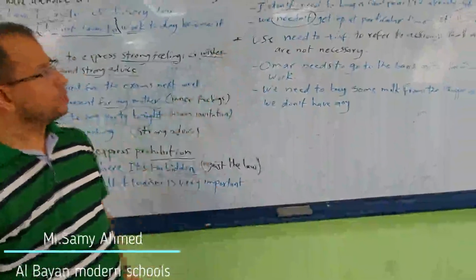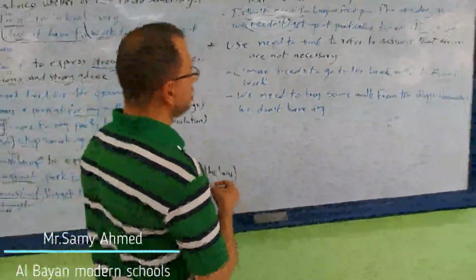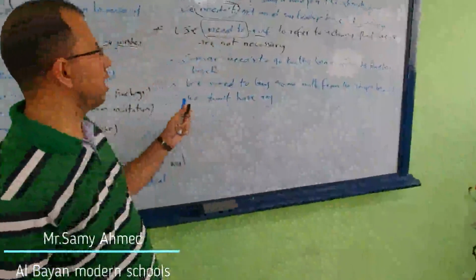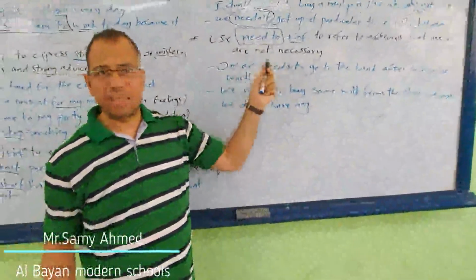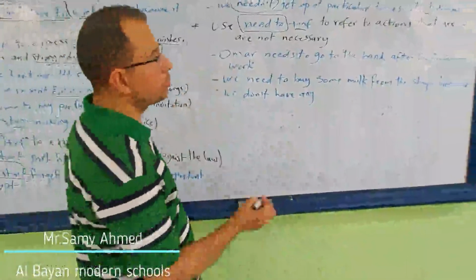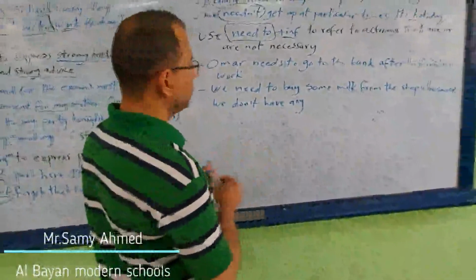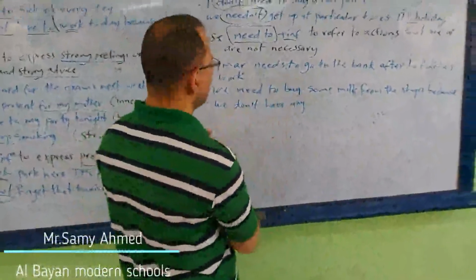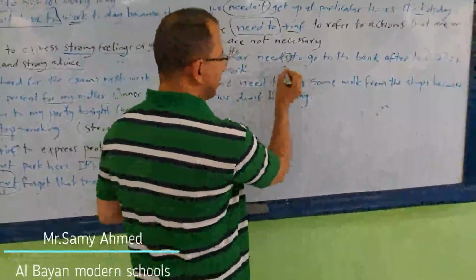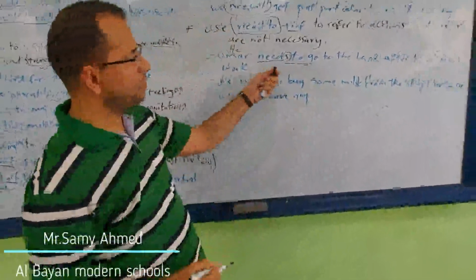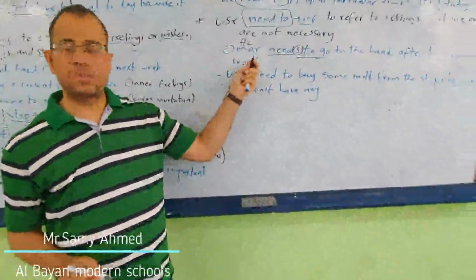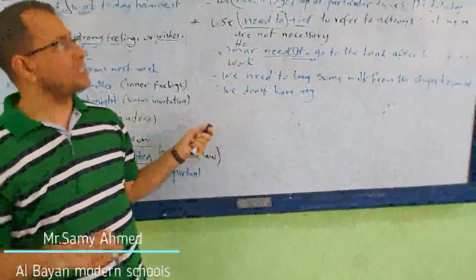The last expression we use, need to. Need to plus infinitive is used to refer to actions that are or are not necessary. It's better to do this thing, but it's not necessary. Omar needs to go to the bank after he finishes work. We use needs because Omar takes the pronoun he and he takes s with the verb. He needs to go to the bank after he finishes work. It means it's better that he go to the bank to get some money, but it's not necessary.